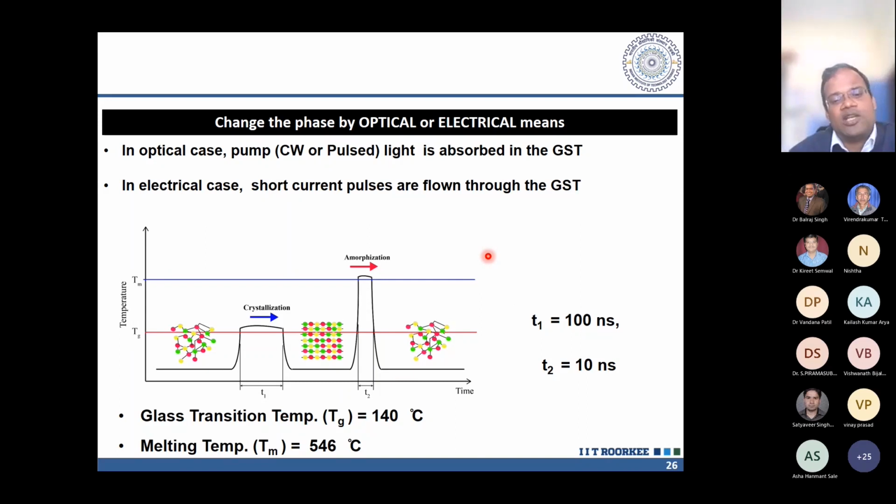Okay, so in order to change the phase, we need to change the temperature. If you are at room temperature, you need to go to 140 degrees Celsius for change from amorphous to crystalline. And if you want to come back from crystalline to amorphous, you have to go to a temperature beyond 500 degrees Celsius. However, there are some demonstrations where you can do it at around even 500 degrees Celsius.